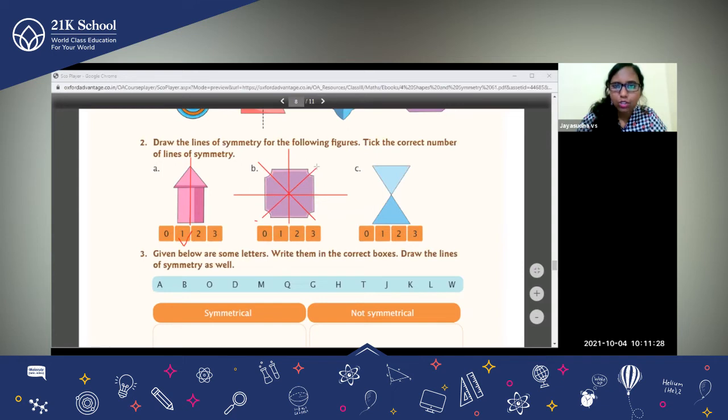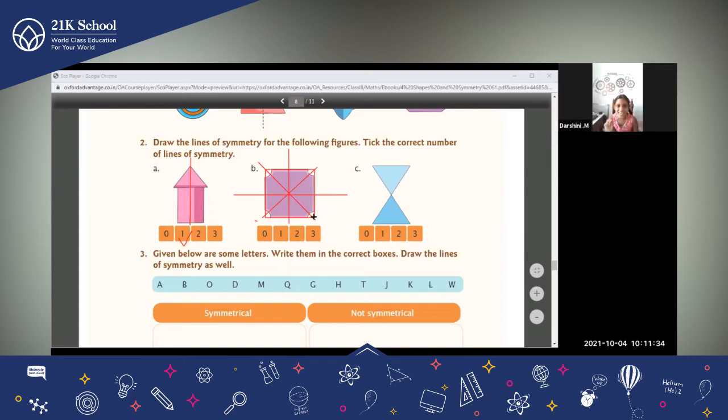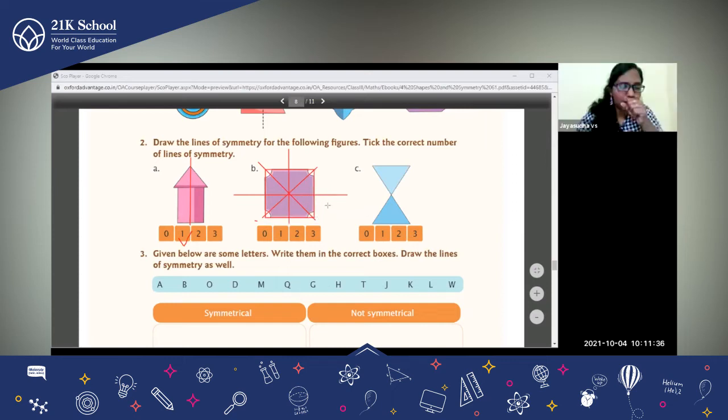So what is the shape called? Square. Yes, a square has 4 lines of symmetry. So whichever object resembles a square has 4 lines of symmetry. But the option 4 is not given here. Children, you write here 4 and then put a tick mark. All right? Yes, ma'am.